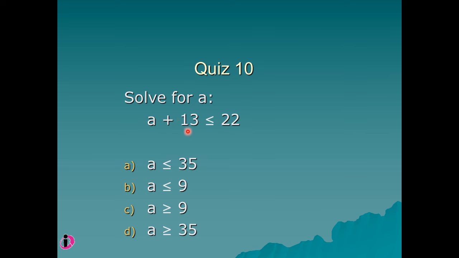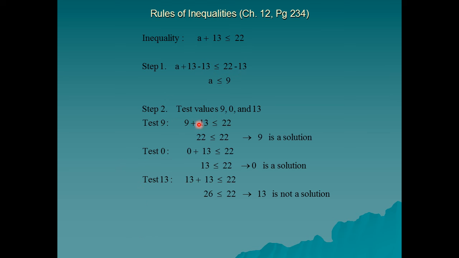Now, a + 13 ≤ 22. How do I solve it? The idea is still the same, right? We have steps here. We have to get rid of this 13, so we subtract 13 from both sides. And that's it. So what did I get? We got a ≤ 9. That means as long as a equals 9 or is less than 9, this inequality will be true.